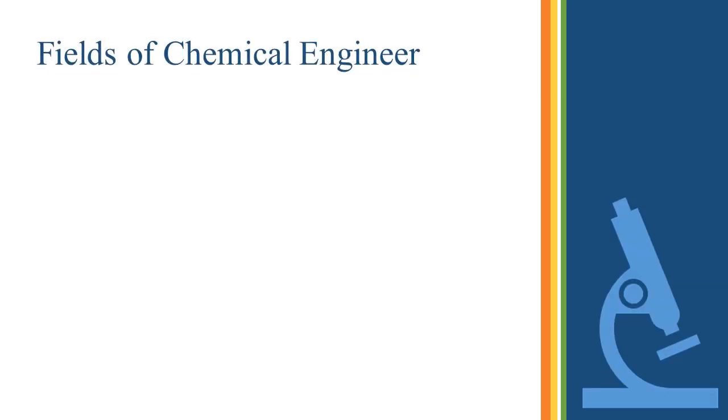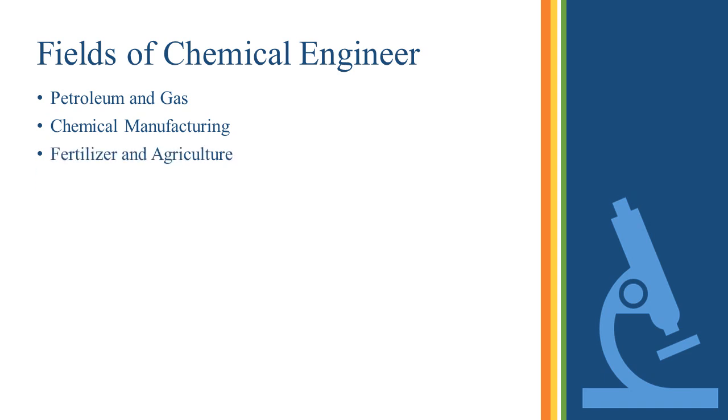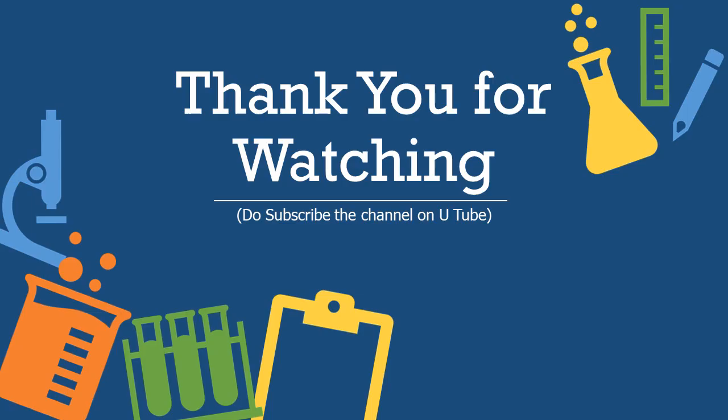The next topic is the fields of chemical engineering all over the world. The first field for chemical engineering is chemical manufacturing industries. Industries that manufacture different chemicals are a field of chemical engineering. The second field is petroleum and gas. The third field for a chemical engineer is fertilizers and agriculture. The fourth one is textiles, and chemical engineers also work in the pharmaceutical industry, cosmetics, and detergents.